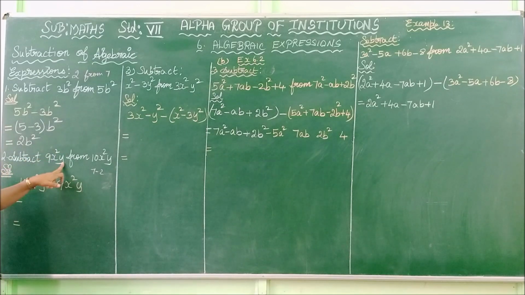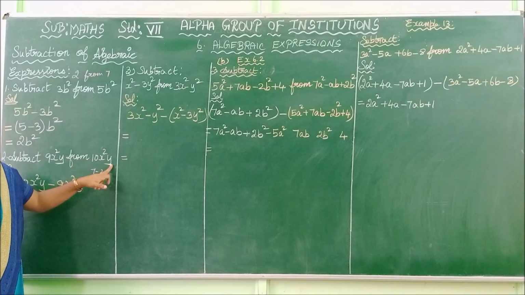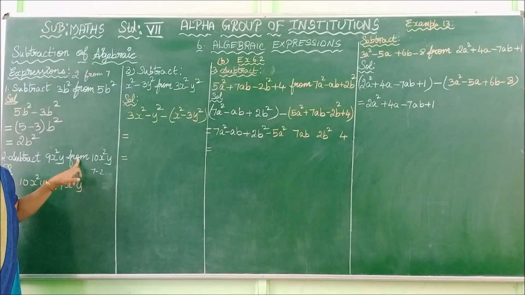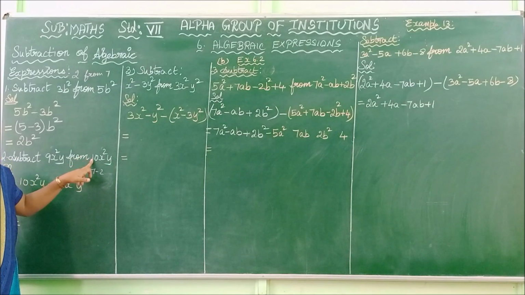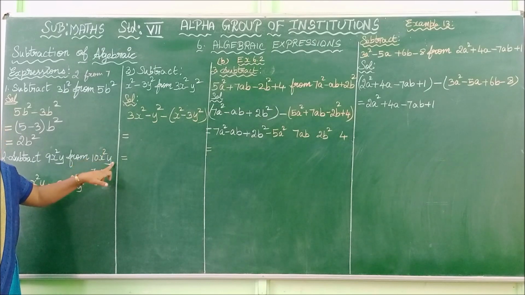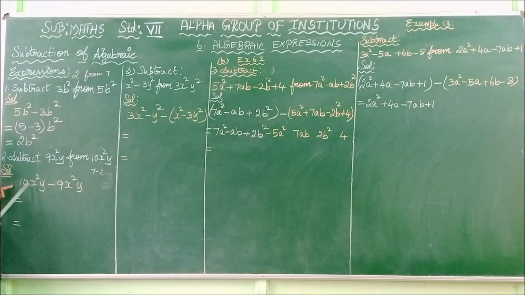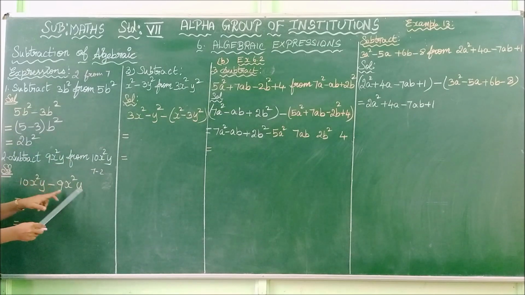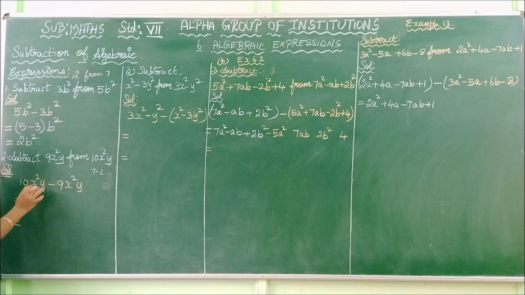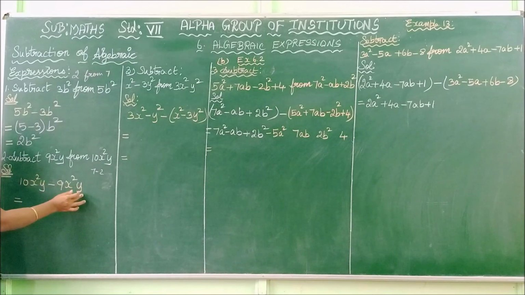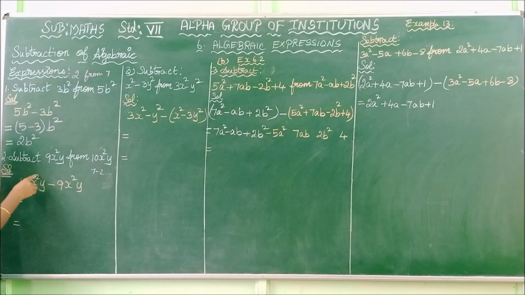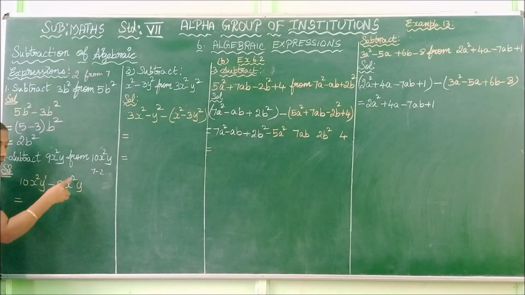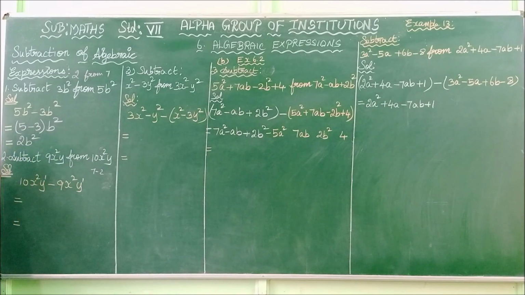See the next sum. Subtract 9x square y from 10x square y. First you have to write the term which comes after 'from'. So which is the term that comes after 'from'? 10x square y. So first you have to write 10x square y minus 9x square y. How can we evaluate these two terms? See here children, before subtracting you have to check whether they are like terms. See here, power of x is 2, power of y is 1. So the two terms are like terms. Like terms only can be added or subtracted. Okay, keep this in your mind.